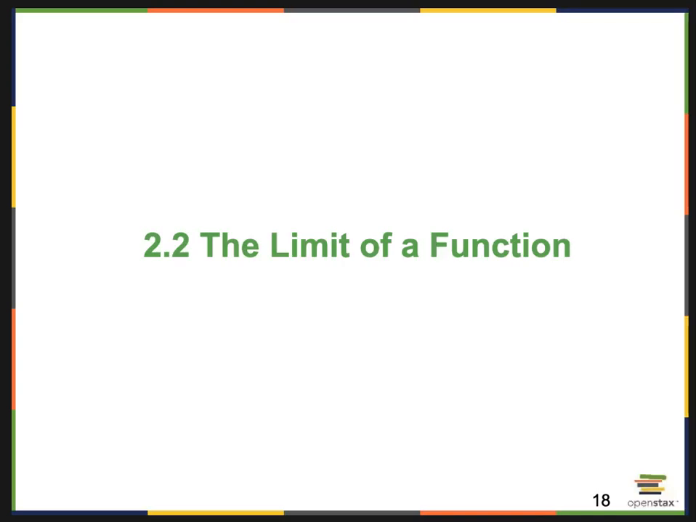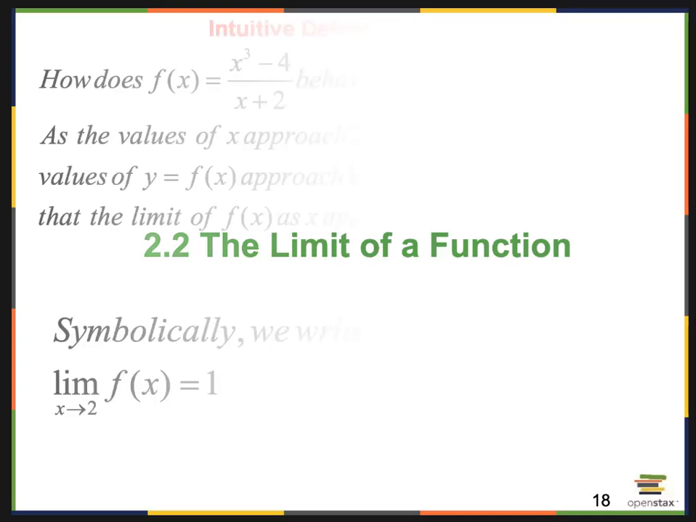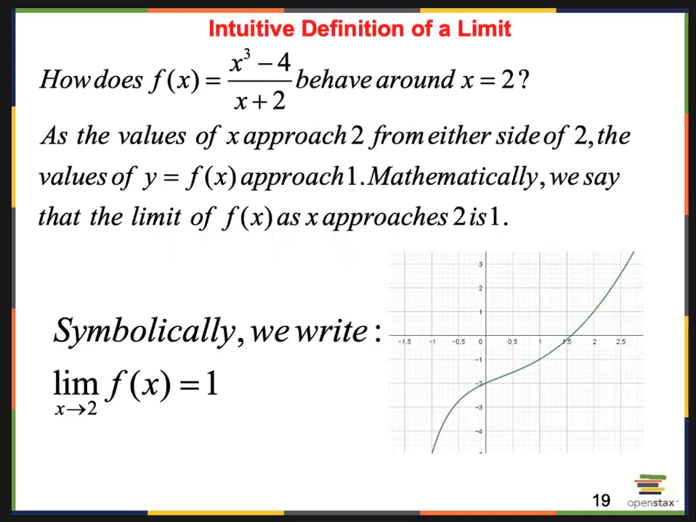So let's dive into the limit of a function. How does f of x, x cubed minus 4x over x plus 2, behave around x equals 2? As the value of x approaches 2 from either side of 2, the values of y equals f of x approach 1. Mathematically, we say that the limit of f of x as x approaches 2 is 1.